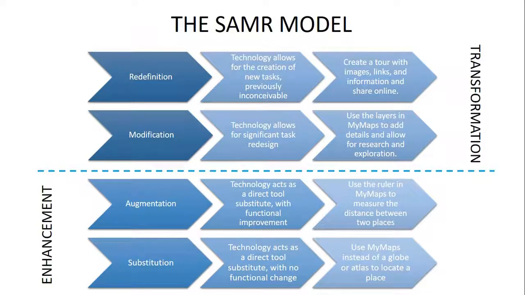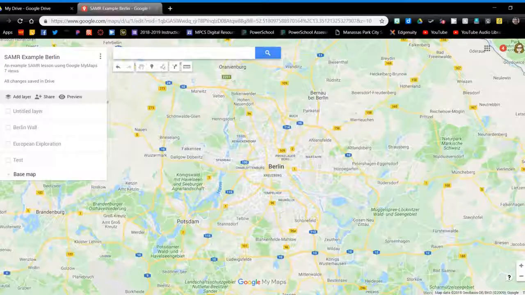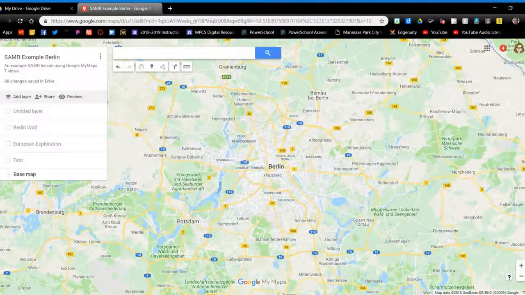A is for augmentation, and this is where technology acts as a direct tool substitute, but with some kind of functional improvement. Meaning the technology is again directly substituted for a traditional one, but with significant enhancements that add to the student's experience. In other words, does the technology tool increase or augment a student's productivity and potential in some way? If we look back at our Berlin example, we now know students know how to locate Berlin on the map, but they need to interact with the MyMaps tool to further enhance their learning.